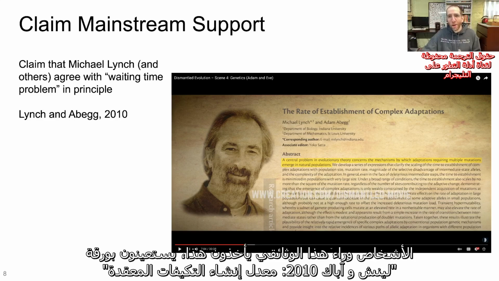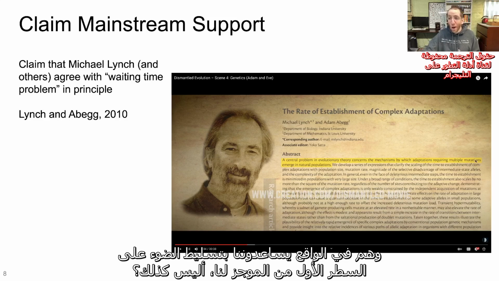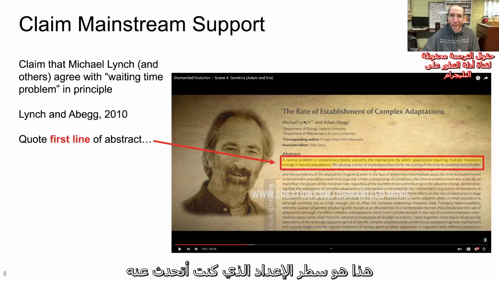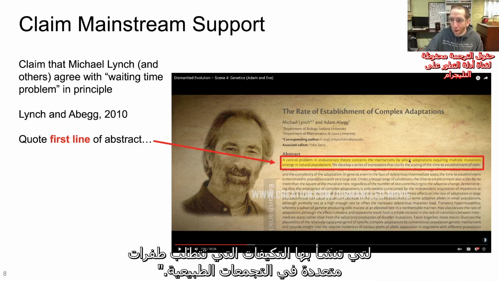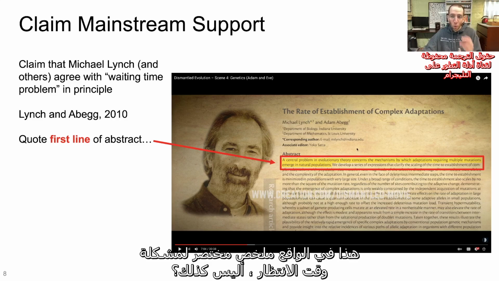So the people behind this documentary, they take this Lynch and Abegg 2010. It's the rate of establishment of complex adaptations. And they actually very helpfully highlight the first line of the abstract for us, right? That's that setup line that I've been talking about. So the setup line in this abstract is, a central problem in evolutionary theory concerns the mechanisms by which adaptations requiring multiple mutations emerge in natural populations. That's actually a pretty concise summary of the waiting time problem.